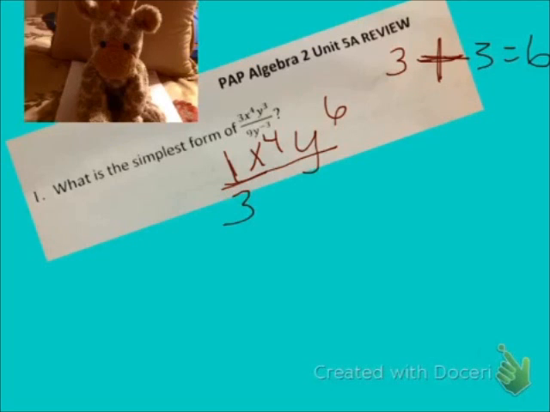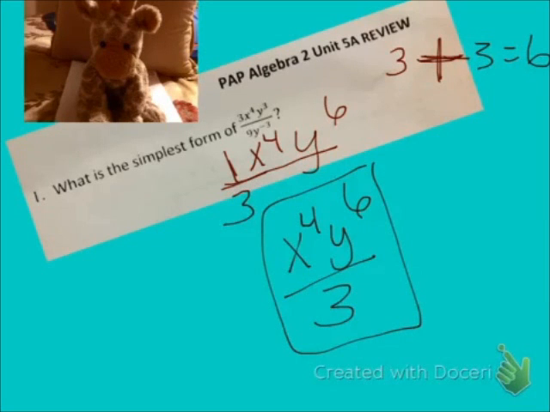Now here you don't have to move anything because you don't have any negative exponents. Just rewriting the answer a little bit prettier. This would be your final answer. You don't have to put the 1. So there it is.